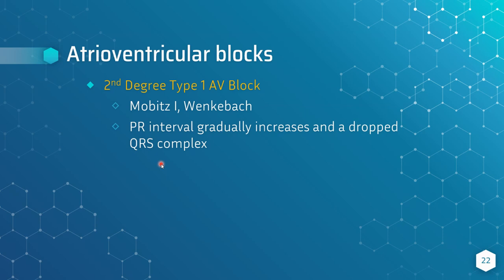Like I said, so for heart blocks, you always look at what the PR interval is doing. So in a second degree type 1 block, and I'll just call it a Mobitz 1 block from here on out, it's also called a Wenckebach. And so here the PR interval gradually increases, and then you get a dropped QRS.